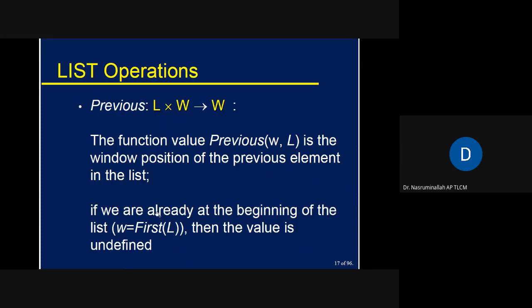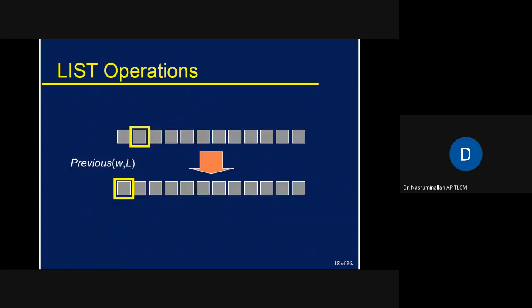Similar is the case for next. For the next operation, if you are already at the end of the list, you cannot move to the next, so the operation next is undefined. For previous, if you are already at the first element in the list, the operation previous is undefined. If you are at the second element, the previous of the second is the first, and we will move to the first. From the first, you cannot move to the previous.